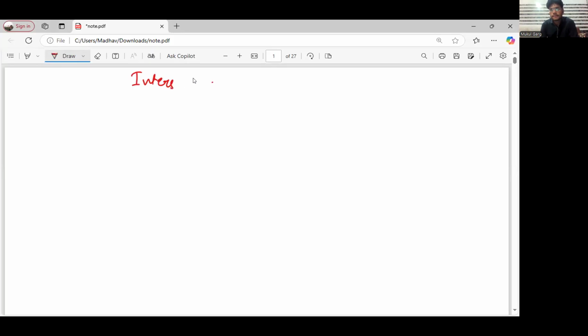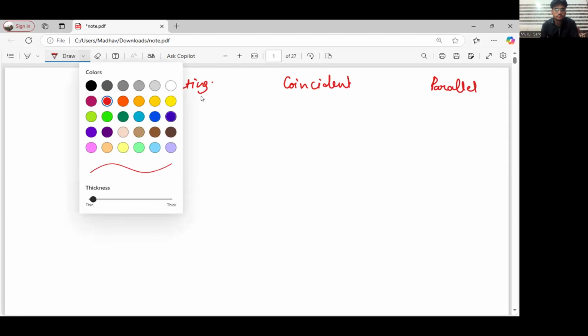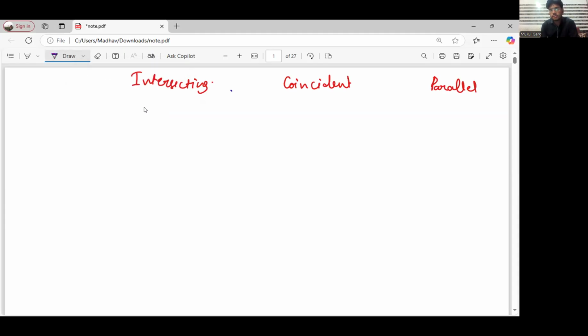Let me make that table again. Intersecting lines, then we had the coincident lines, and finally we had parallel lines. Now the thing is that for intersecting lines, there will be only one common solution. This is what we discussed yesterday. Those who haven't watched that video, kindly go through that video first and then watch this video. Coincident case, where we had infinitely many solutions. And in case of parallel lines, we had no solution.